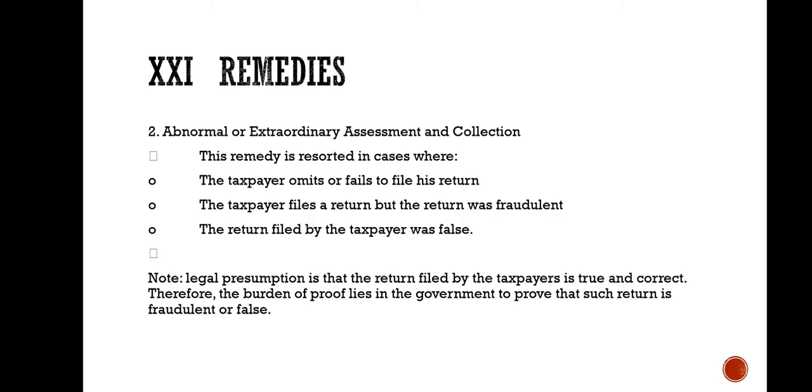You have to take note that the legal presumption is that the return filed by the taxpayer is true and correct. Therefore, the burden of proof lies in the government to prove that such return is fraudulent or false. Again, the legal presumption is that the return filed by the taxpayers is true and correct. At ang burden of proof lies in the government to prove that such return is fraudulent or false.